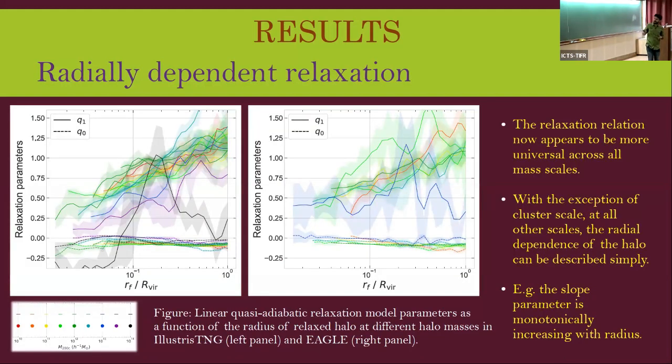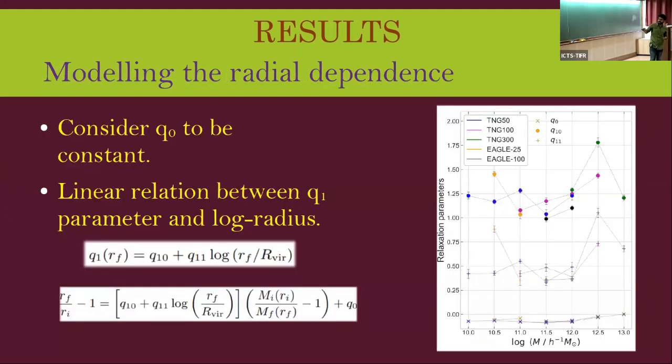So I will go quickly over. Here we show the linear relaxation parameters Q1 and Q0 as a function of radii, and we already see that, except for the cluster mass scales, we find almost universal behavior for Q1 and Q0, which we model, because it is in log, by a linear fit. That gives us a 3-parameter model for the relaxation radii.